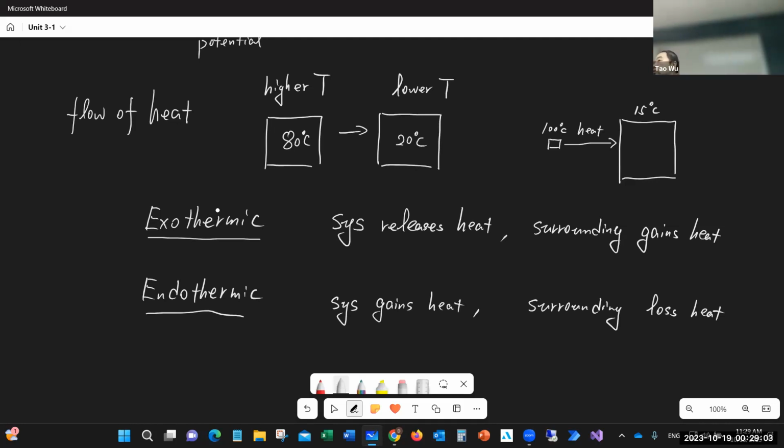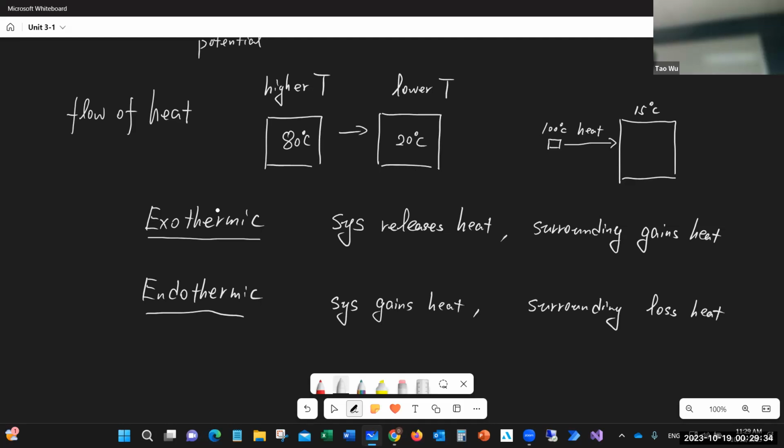For example, right now our body is constantly releasing heat. If you think of your body as a system, then what process is it? That's going to be an exothermic process, because your body is a system and you're constantly releasing the heat.